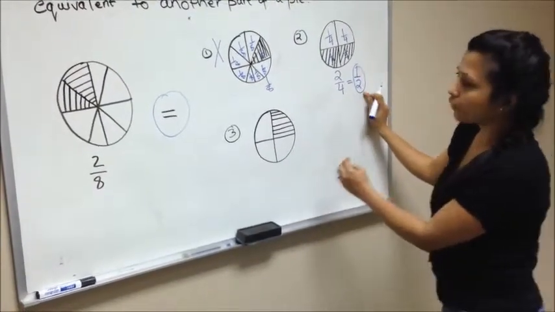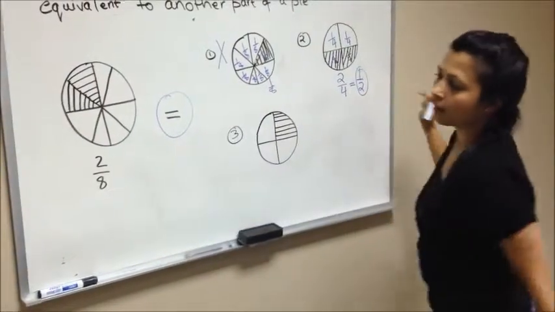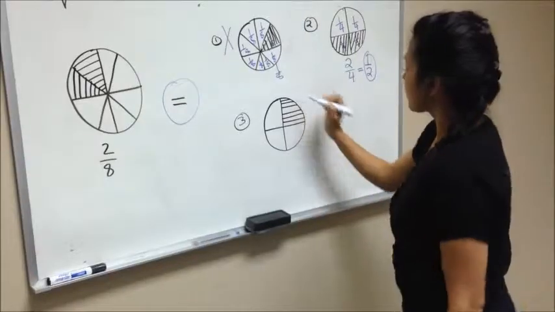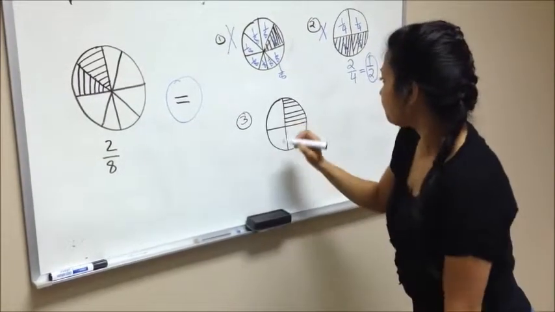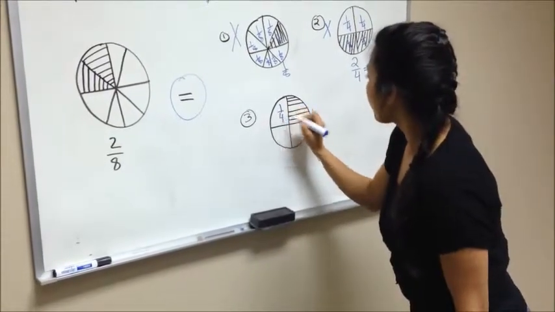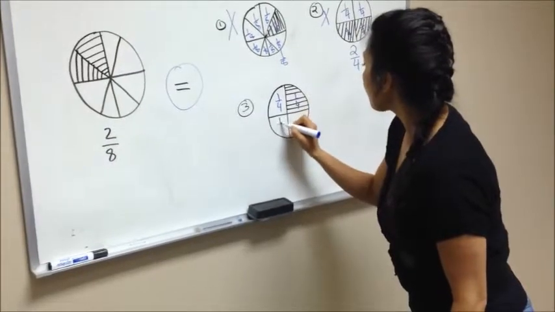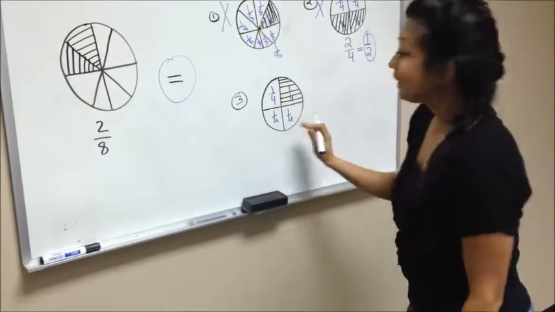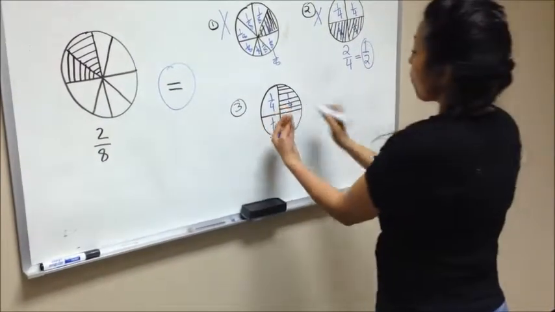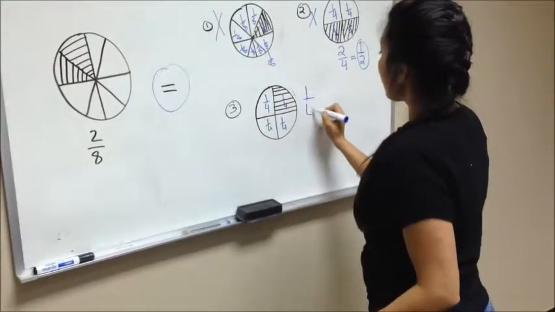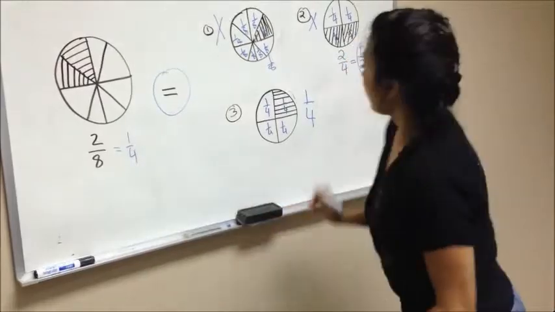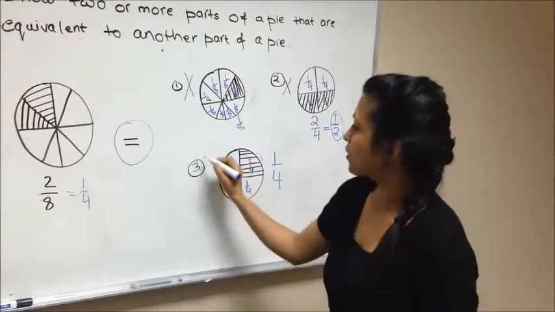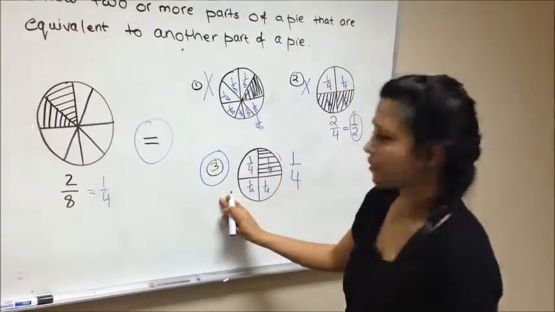Is 1/2 equivalent to 2/8? No. Because let's consider the last option, which should be our answer choice. 1/4, 1/4, 1/4, and 1/4. So we can clearly see that 1/4 of the pie is shaded, and we know that 2/8 is equivalent to 1/4. So answer choice 3 is the right answer.